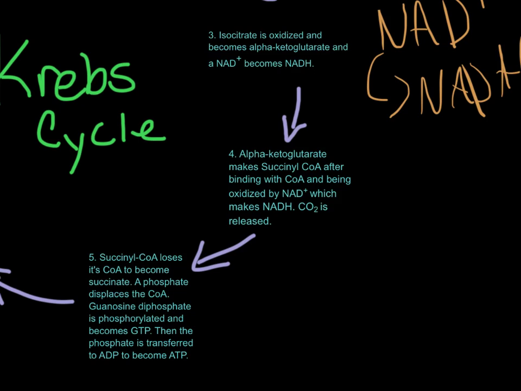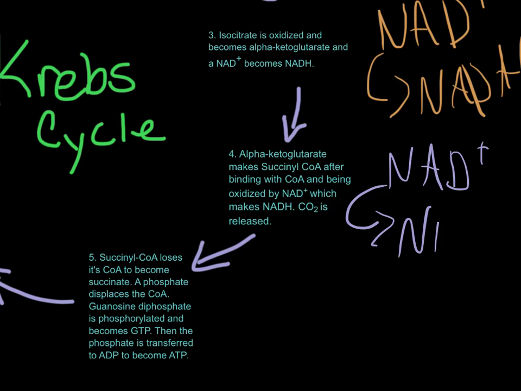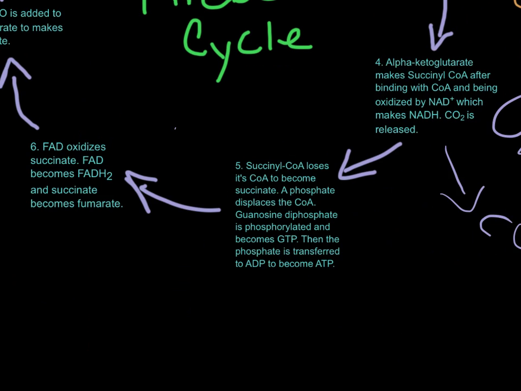Alpha-ketoglutarate makes succinyl-CoA after binding with a CoA. It also is oxidized by NAD+, which becomes NADH. CO2 is also released at this point. Succinyl-CoA loses its CoA after a phosphate displaces it. Guanosine diphosphate is phosphorylated and becomes GTP. Then the phosphate is transferred from GTP to ADP and creates a new ATP.